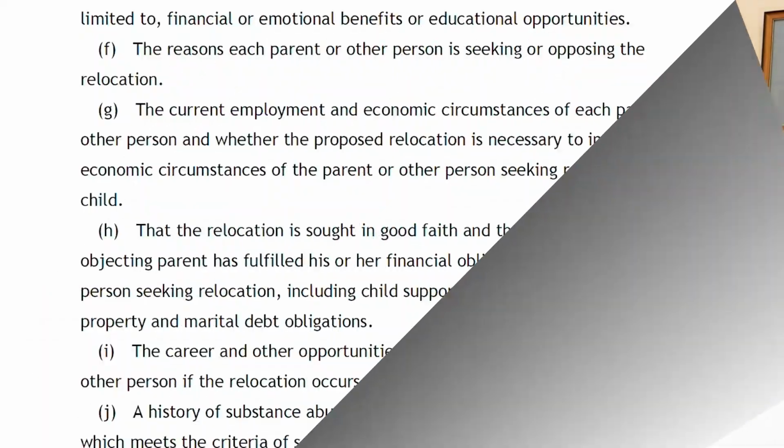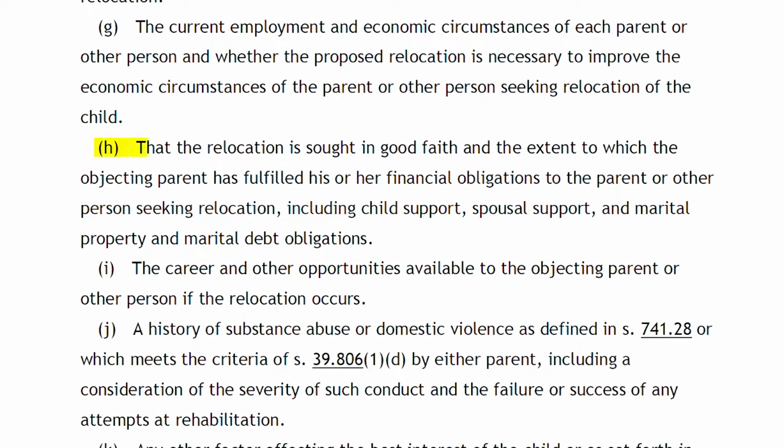Okay, let's move on. Let's look at Subfactor H. That the relocation is sought in good faith and to the extent to which the objecting parent has fulfilled his or her financial obligations to the parent or other person seeking relocation, including child support, spousal support, and marital property and marital debt obligations. Okay, so this subfactor really focuses on the objecting parent. Are they objecting in good faith? Have they consistently paid their child support, their alimony, their marital obligations or debt?